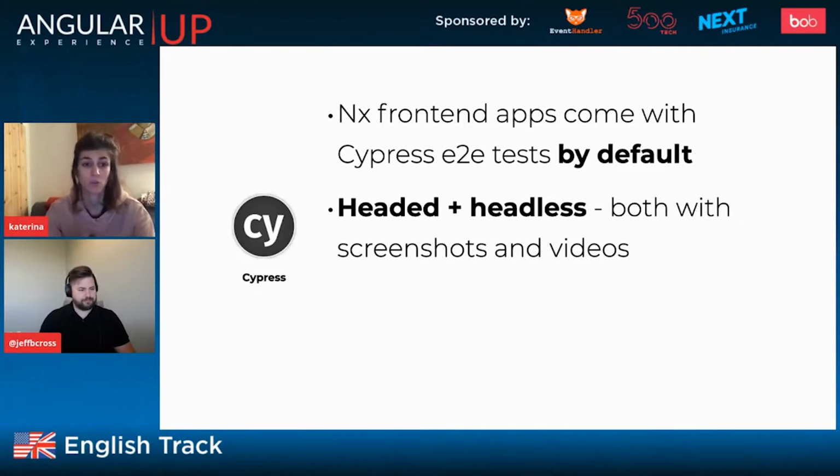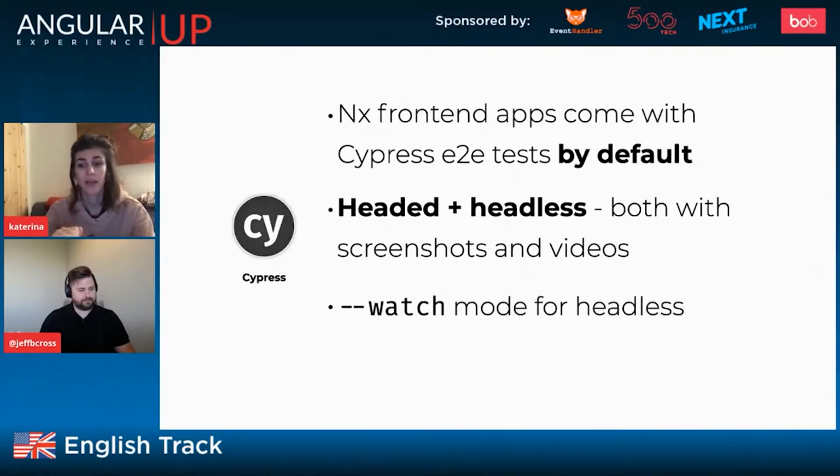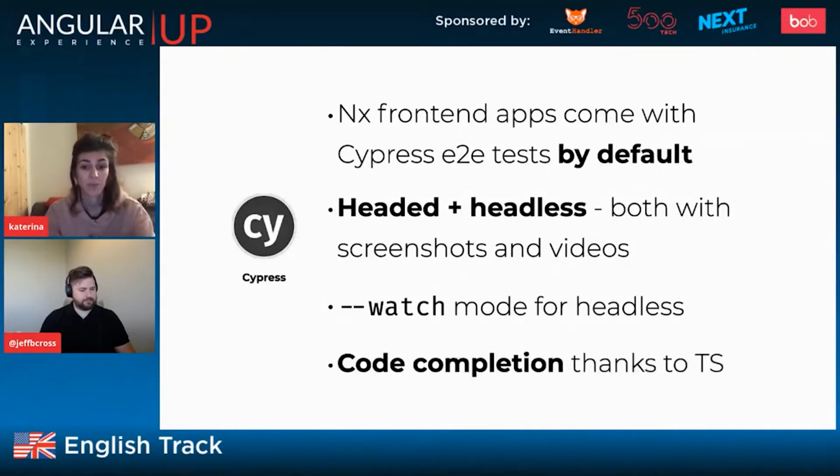In headless mode, your tests will be rerun every time you make a change to your application code by using the --watch flag. You can run your E2E tests against a production build, and of course, you can run your tests on CI as well. You can specify a custom URL to test, and in general, you can customize all of your Cypress configurations however you need by modifying your Cypress JSON file as you would normally do. And of course, you have code completion thanks to TypeScript.